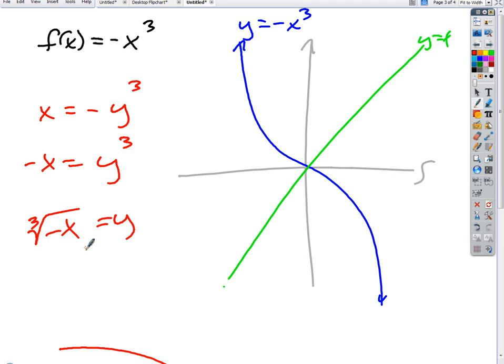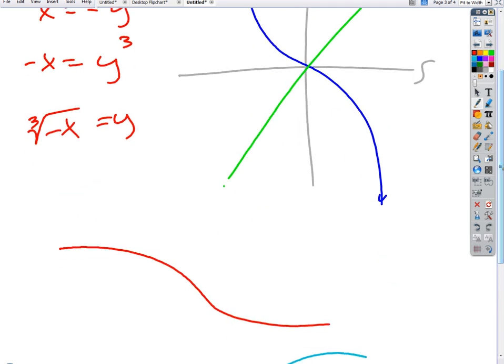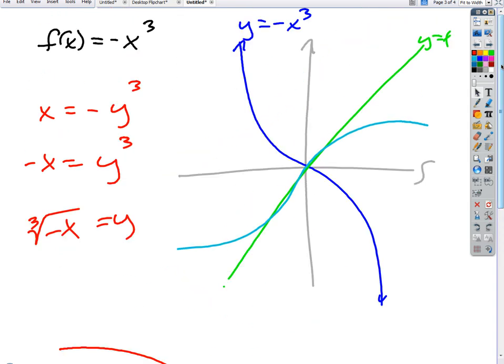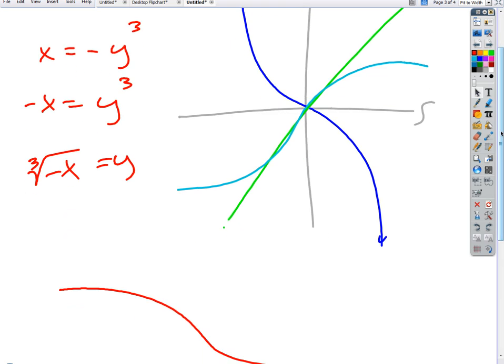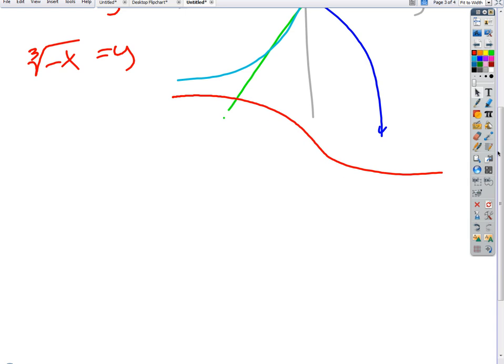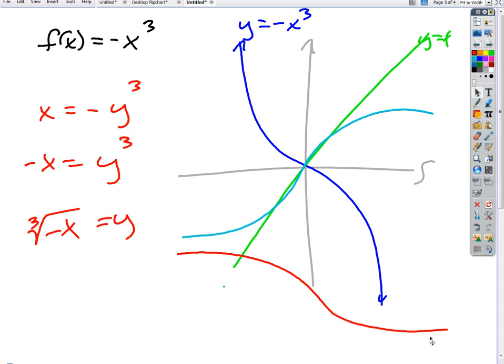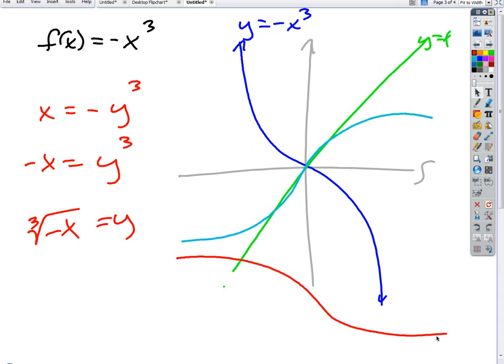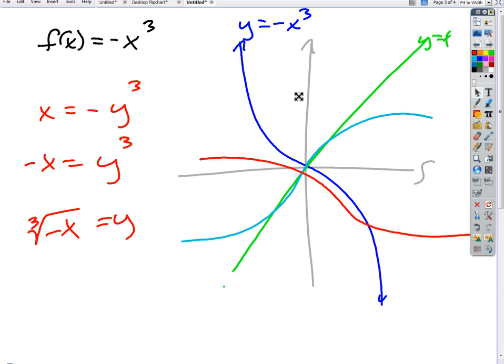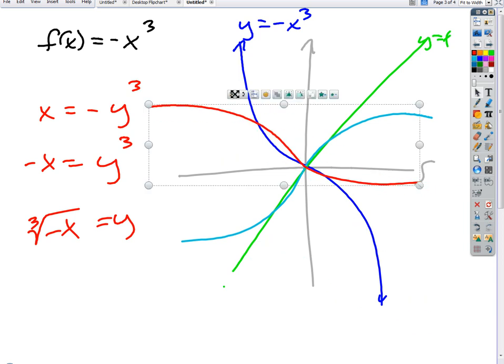And look what happens. The original function, if I reflect that over the axis, look what happens here. If I rotate it 90 degrees first, I rotate this thing 90 degrees counterclockwise, and then I reflect that over the x-axis. Here's my red graph. That's not my red graph. That's my red graph. Right? Make sense? We can get rid of this guy now. We don't need him.